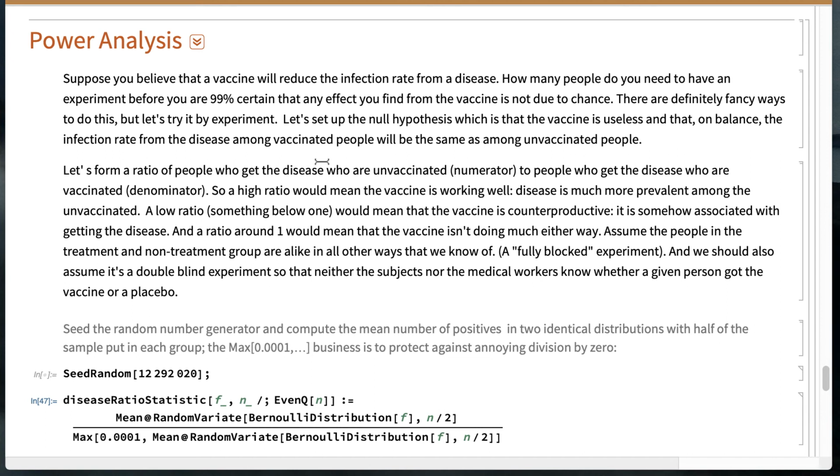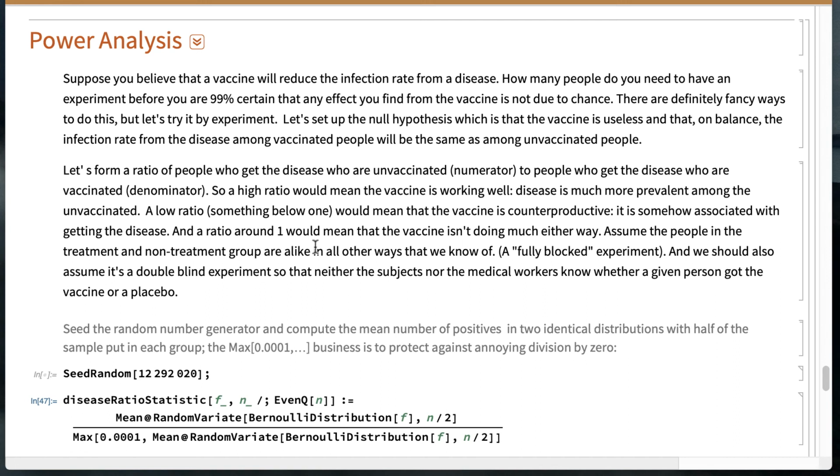So we're going to form a ratio of people who get the disease who are unvaccinated, we'll put that in the numerator, to people who get the disease who are vaccinated, we'll put that in the denominator. So a high ratio means the vaccine is working well. Disease is much more prevalent among the unvaccinated. Something below 1 would mean that the vaccine is somehow counterproductive. It actually causes people to get the disease, or at least it's associated with getting the disease.